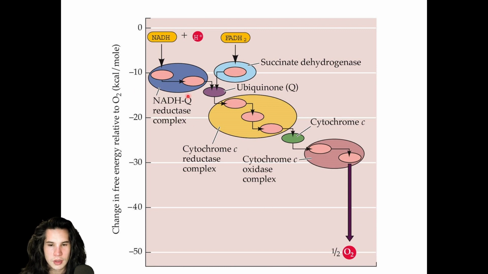So here's just kind of a chart showing the change in free energy relative to O2. What you can kind of pull from this is that this first electron acceptor here has a higher electronegativity than NADH. And this protein here has a higher electronegativity than this protein complex. And this protein complex here has a higher electronegativity than this protein complex, and so on and so on, until you reach the highest electronegative component, which is going to be your O2.